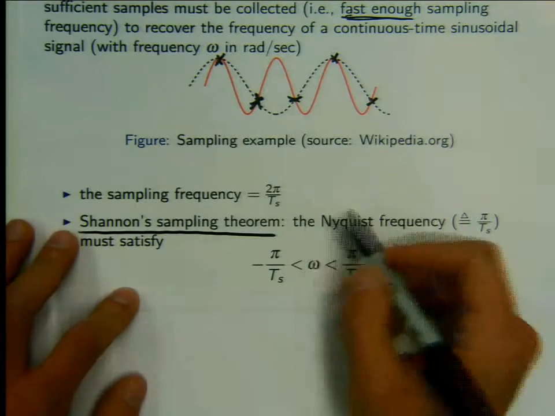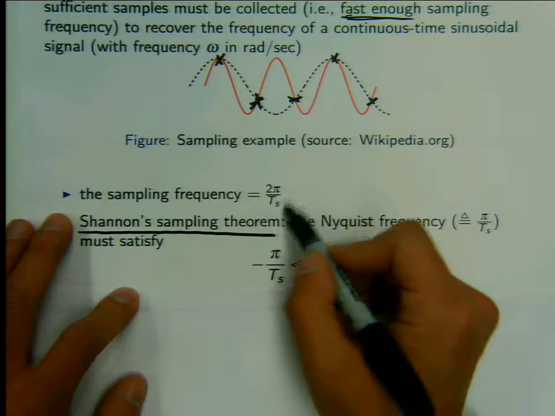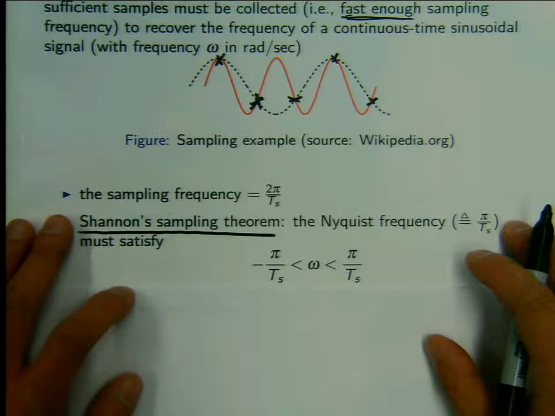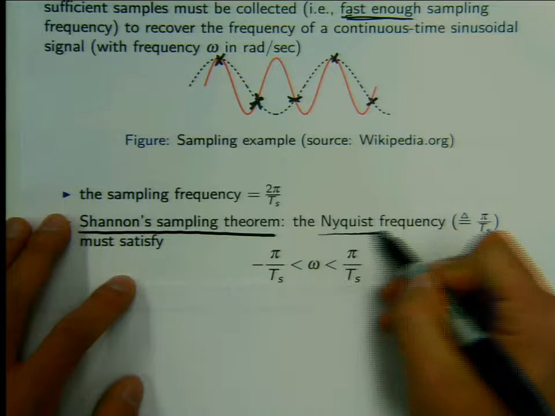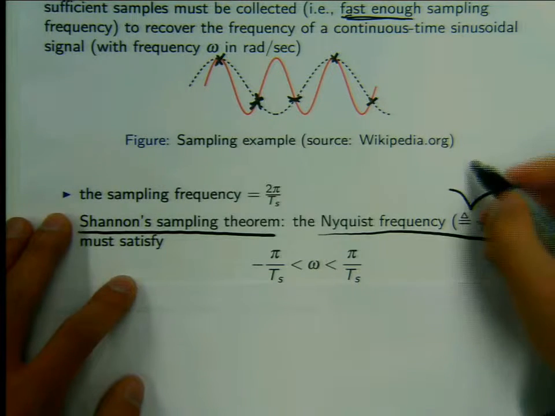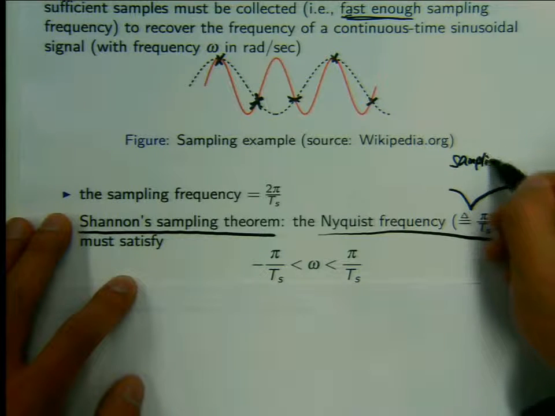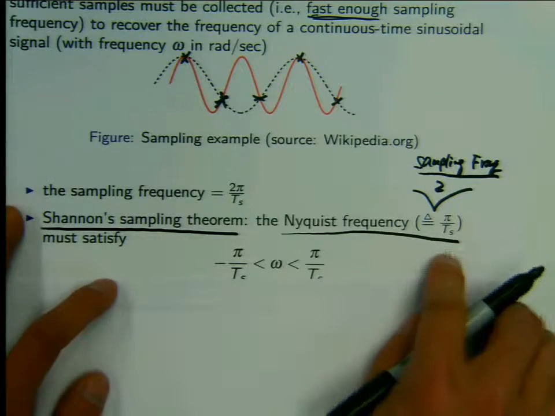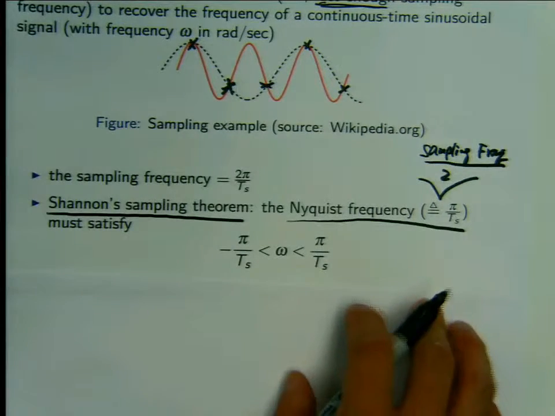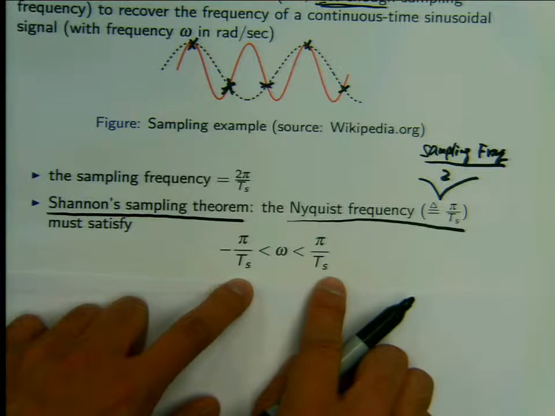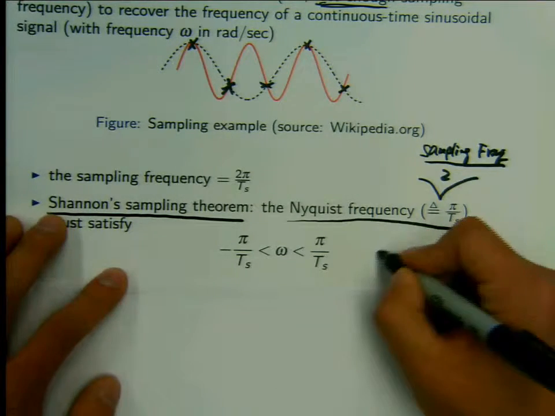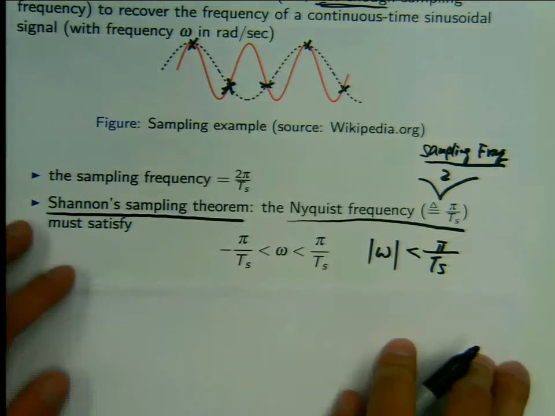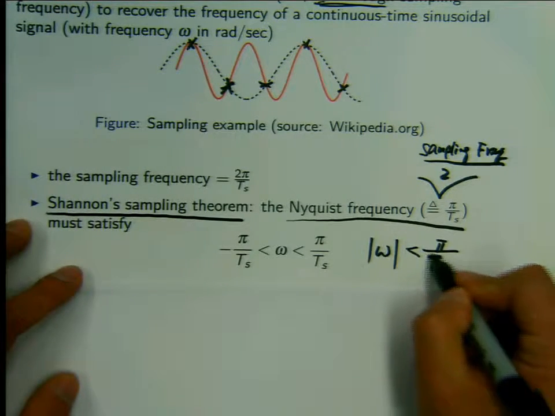So some definitions. First of all, the sampling frequency is defined by 2 pi divided by Ts, where Ts is the sampling time. And then the Nyquist frequency equals the sampling frequency divided by 2, so it equals pi divided by Ts. The theorem says the frequency of the sinusoidal, the absolute value, has to be smaller than the Nyquist frequency to make sure we can recover the signal.